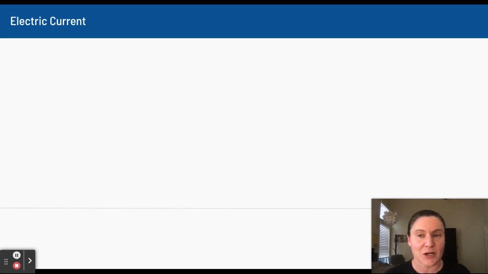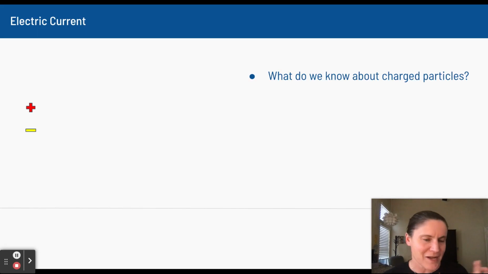Now we're going to look at a concept called electric current. So let's think way back. Let's connect the dots here from our last unit. What do we know about charged particles? So I've got some here. We have some positive charged particles and we have negative charged particles. Those are some things we know about charged particles. And again, go back and take a look at page 212 in your book. It will show us which charged particles move.